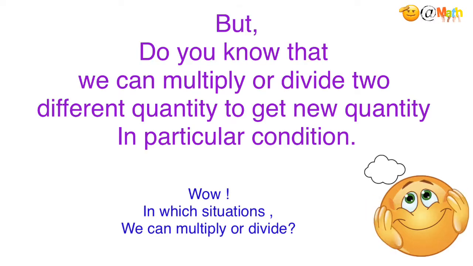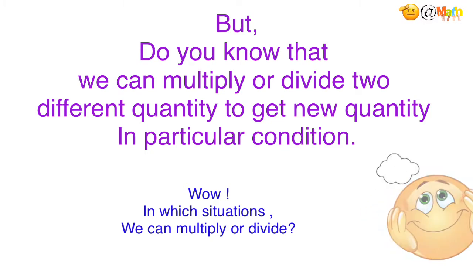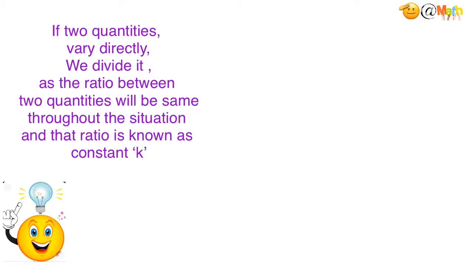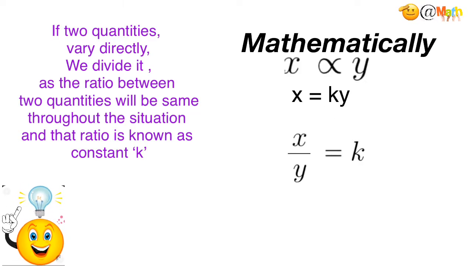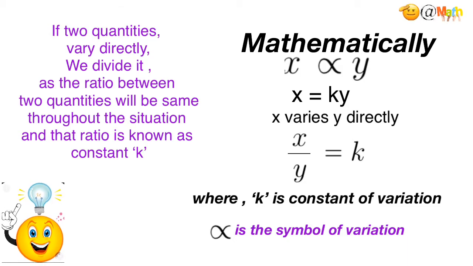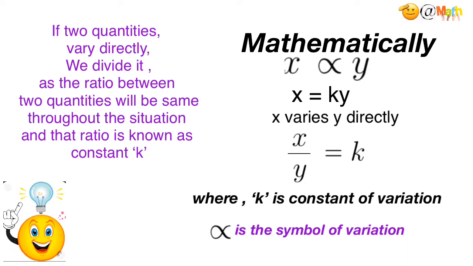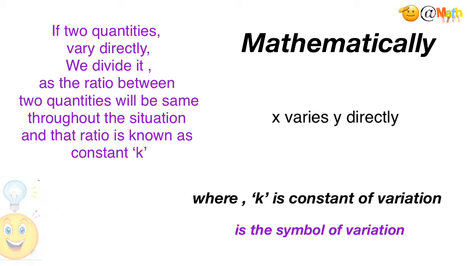But do you know that we can multiply or divide two different quantities to get a new quantity in a particular condition? Wow, in which situations? If two quantities vary directly, we divide them, as the ratio between the two quantities will be the same throughout the situation, and that ratio is known as constant k. Mathematically, we can write x is proportional to y. X varies directly with y, so x by y is equal to k, where k is the constant of variation.